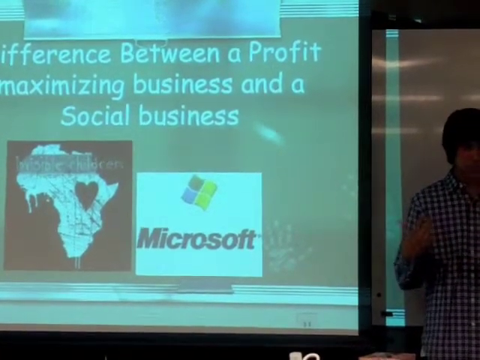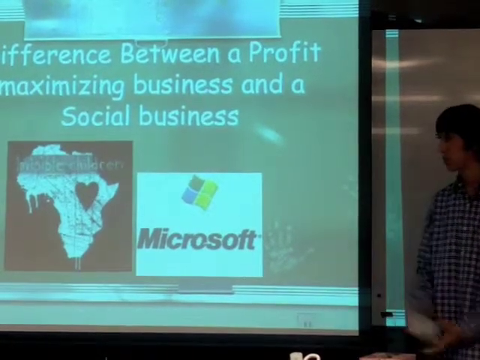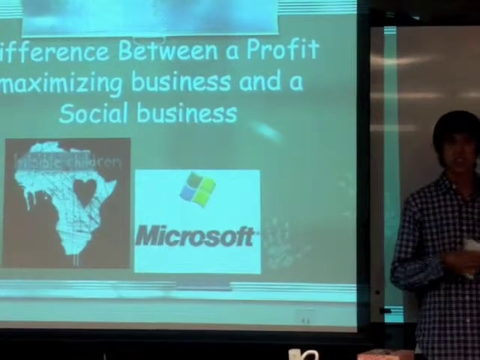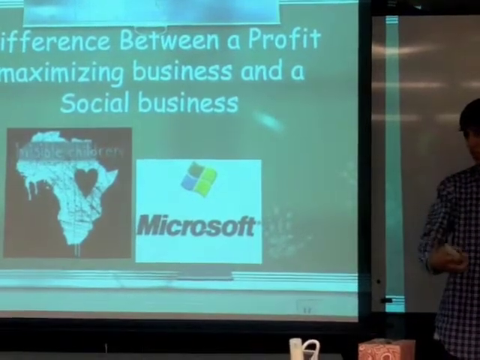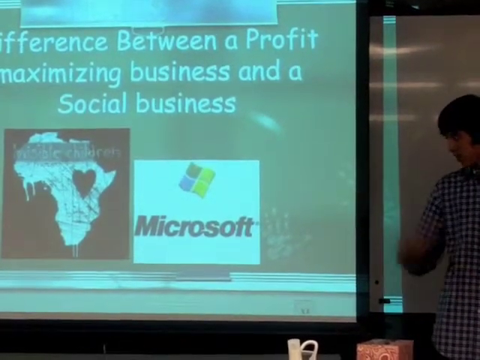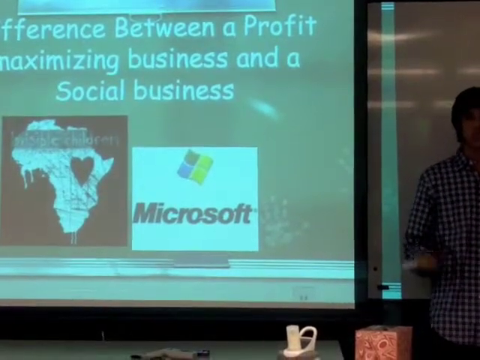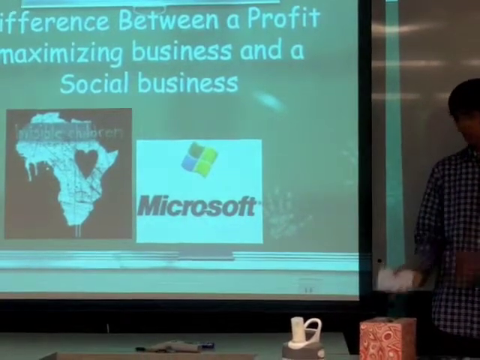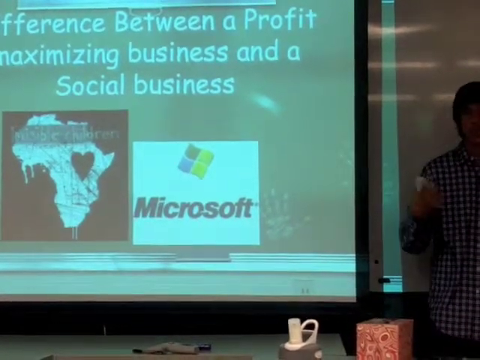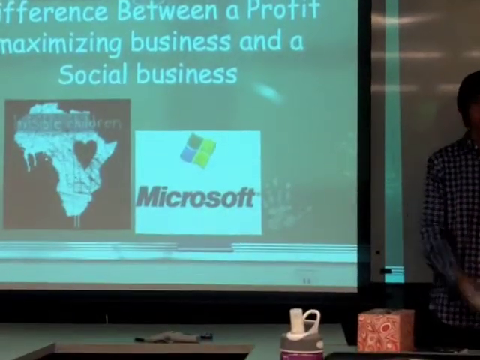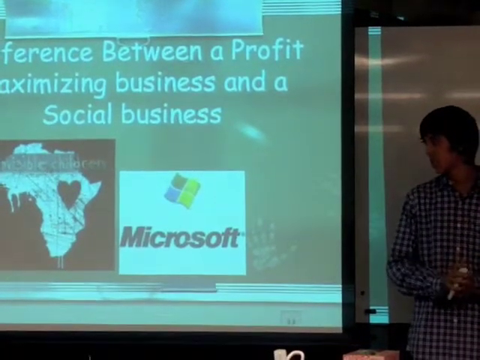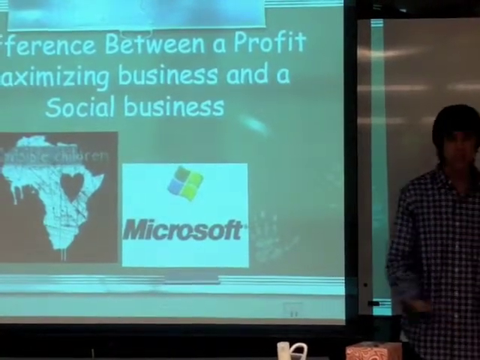A social business goes to the people who need them. So, for example, Invisible Children goes to Africa. They don't wait for the people to come to them. They actually take direct action, and they go to them, and they try to address that issue. While a profit maximizing business waits for people to go to them, so something like Microsoft again, they wait for people, or the consumer in this case, to show up at the stores or to buy online or however they're going to purchase the item. But what they do is they make the product, and they show it for people to buy.